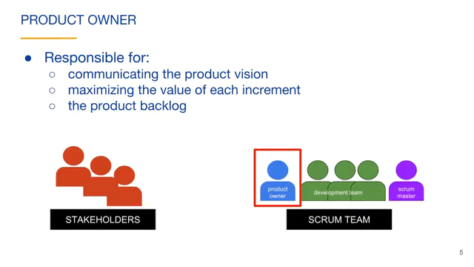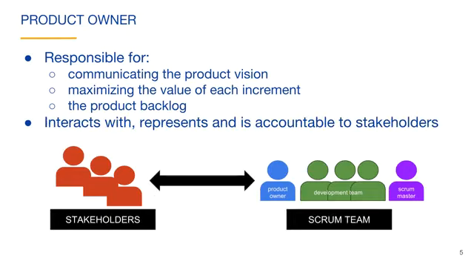The product owner is responsible for the product backlog. Others may help with the product backlog, but the product owner is responsible for it. Stakeholders primarily interact with the product owner. The product owner represents the stakeholders when they are not part of the discussion, such as during Scrum team meetings. The product owner is accountable to the stakeholders for the success of the project.